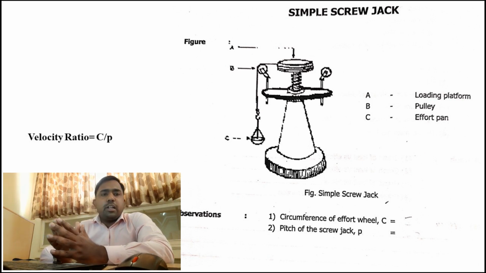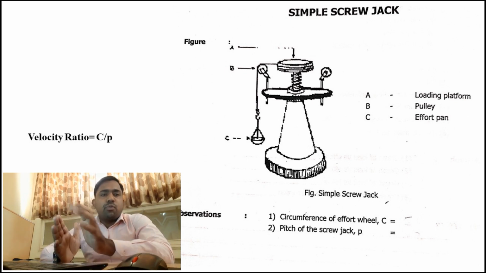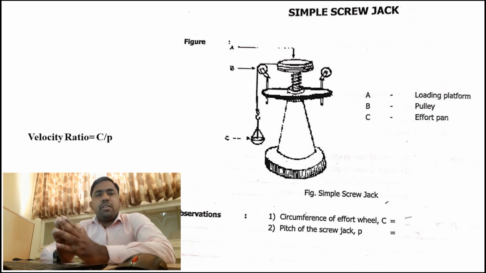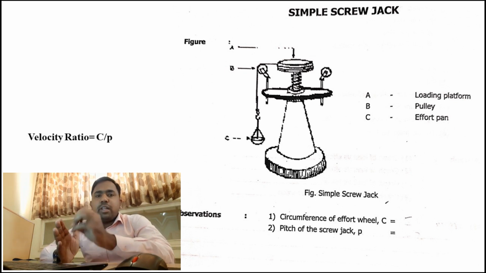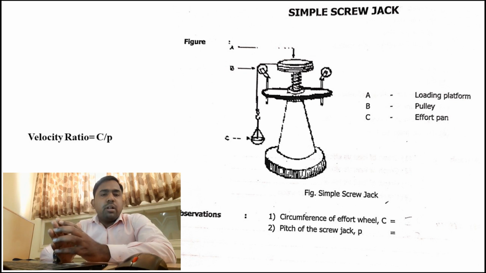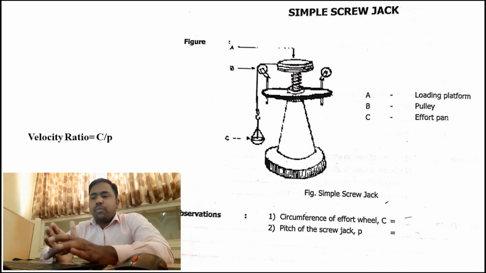Part A is indicating the loading platform. On the loading platform we are applying the load. Part B is indicating the pulley which is used to roll the rope which is wound on the pulley. And part C is indicating the effort pan where we are applying the effort, and when the effort is applied, the pulley will rotate and the load will get lifted. Before starting the experiment, we have to take two observations. One is the circumference of the effort wheel and second one is the pitch of the screw.